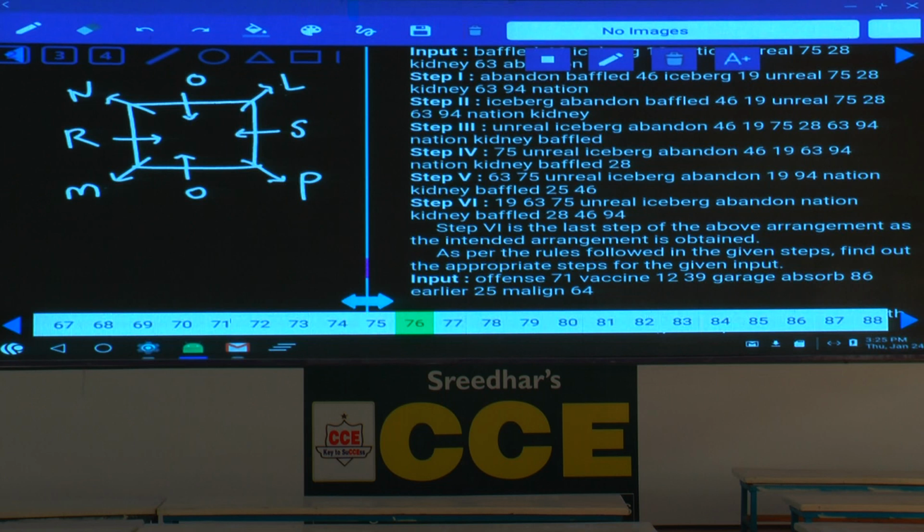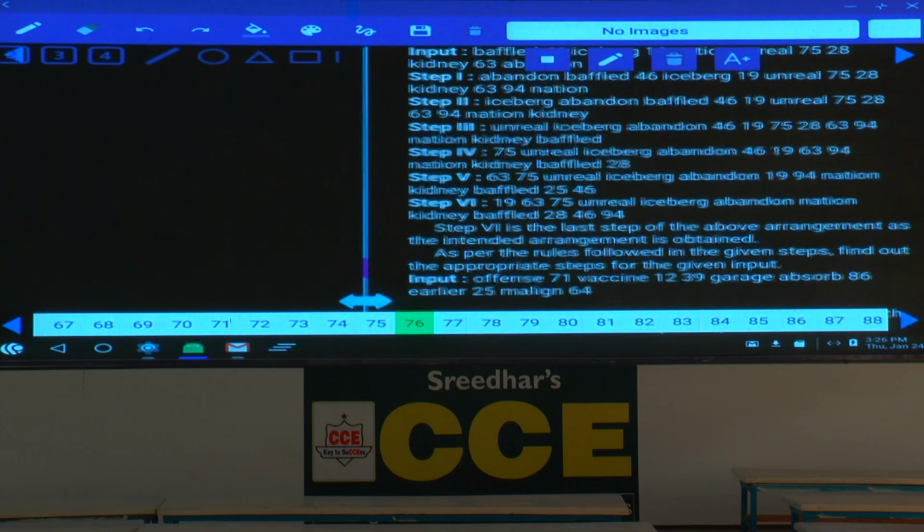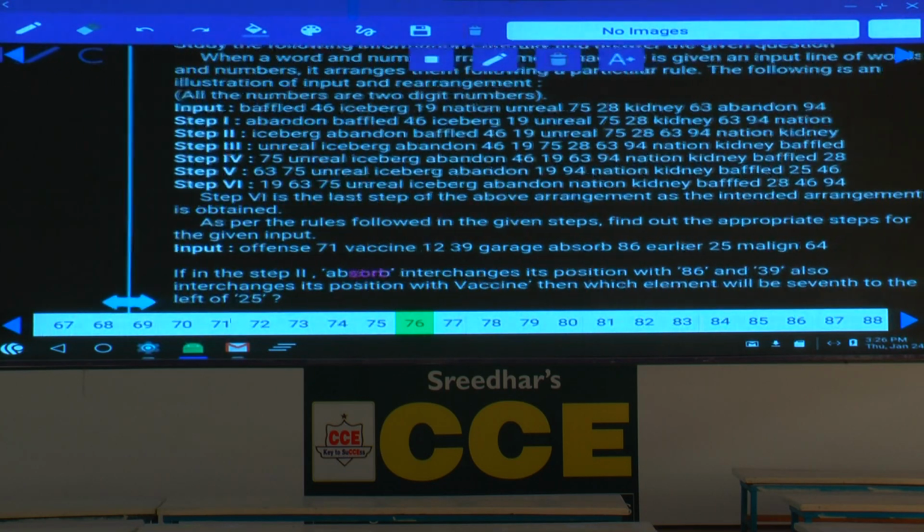How many steps are there? 6 steps are there. 12 elements given in the input, 6th step is the final output. Hence, in each step exactly 2 elements are being arranged, isn't it? In each step 2 elements, hence 2 into 6, 12 elements will be arranged by step 6. Now first let us finalize the logic behind this one.